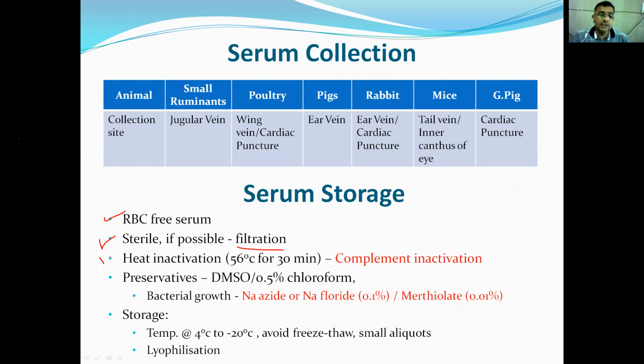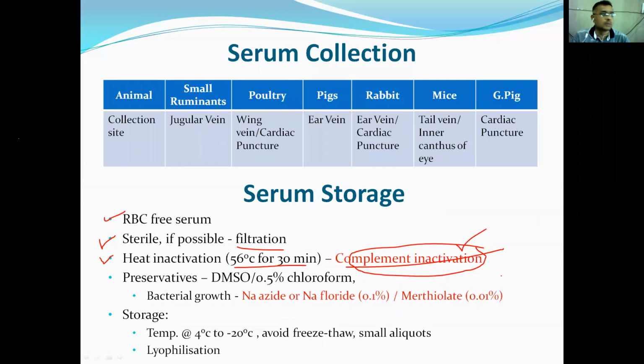Sometimes heat inactivation is required, and heat inactivation is generally achieved by keeping your serum at 56 degrees centigrade in a water bath for 30 minutes. The purpose of this inactivation is complement inactivation. This is important because many times complement may interfere in your subsequent test. That's why you have to go for heat inactivation. And generally such a question may be asked in your exam about heat inactivation.